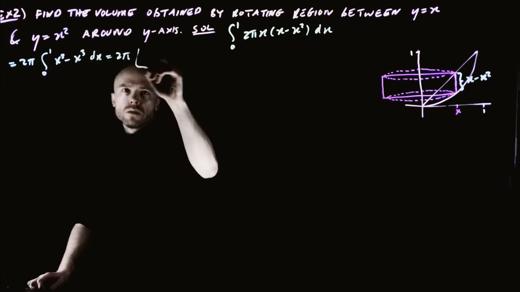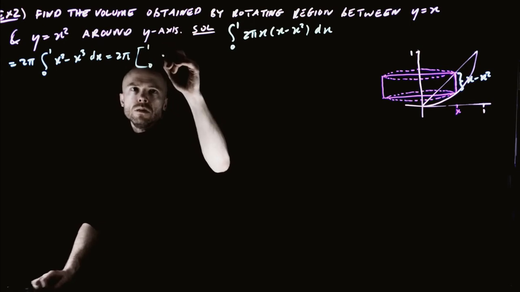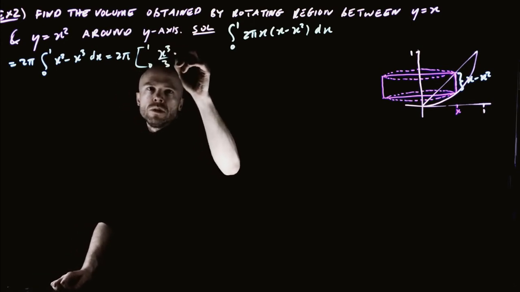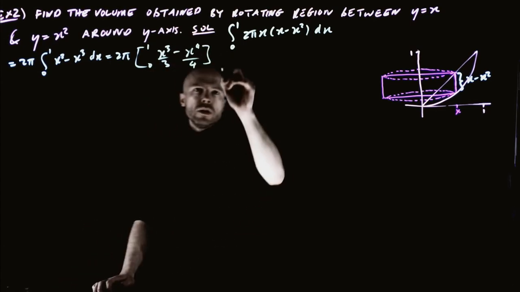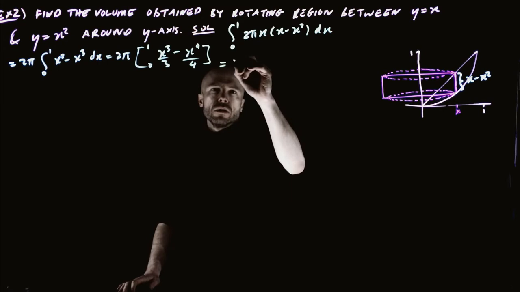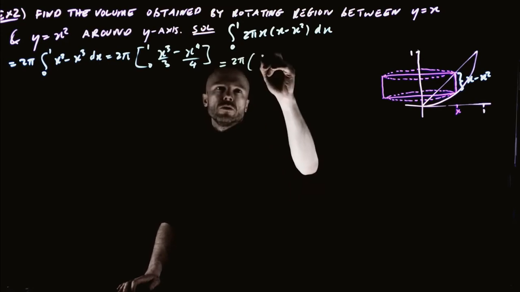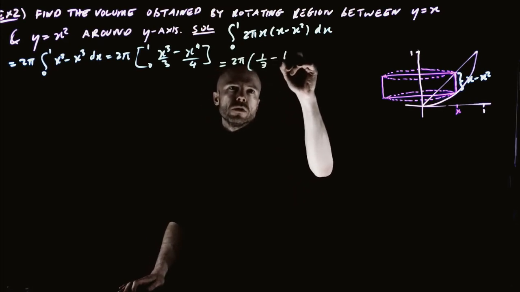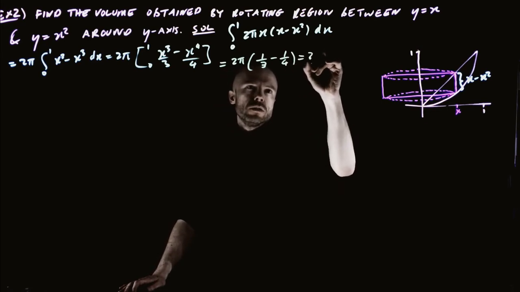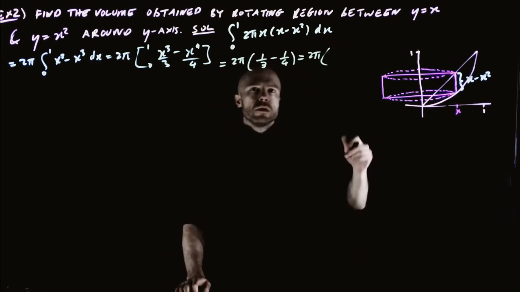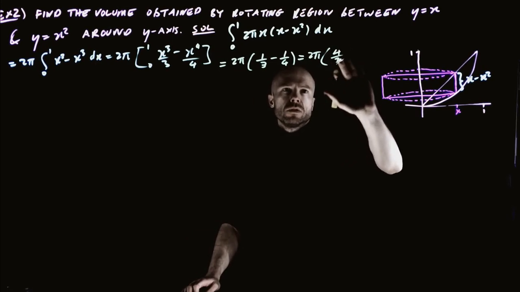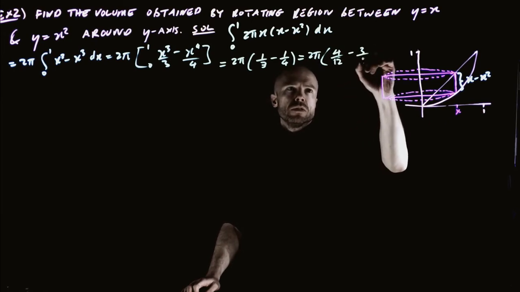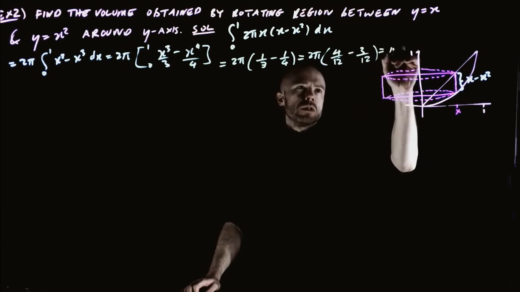This is 2 pi, from 0 to 1, of x cubed over 3 minus x to the 4 over 4. And this stuff is now pretty straightforward, right? It's 1 over 3 minus 1 over 4. So this is 2 pi times 4 over 12 minus 3 over 12. So it's 1 over 12, so it's pi over 6.